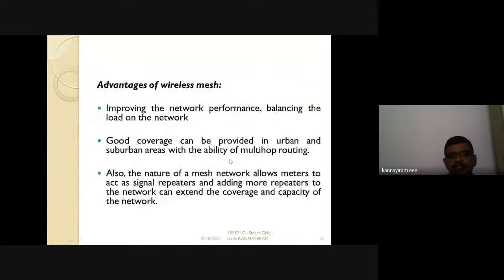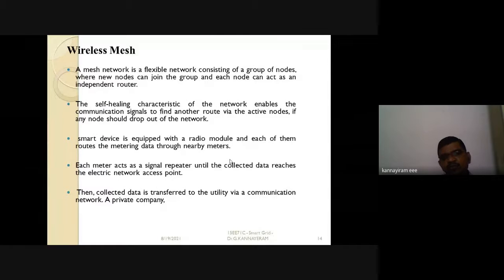Then wireless mesh, I think you are already aware. A mesh network is a flexible network consisting of a group of nodes. A new node can join the group. Each node can act as an independent router to form the communication path. The self-healing property enables the communication signal to find another route through active nodes, if any node drops out of the network.